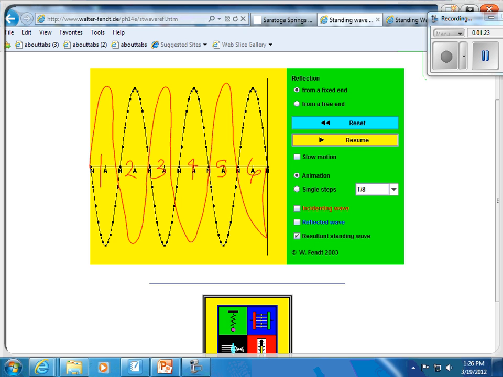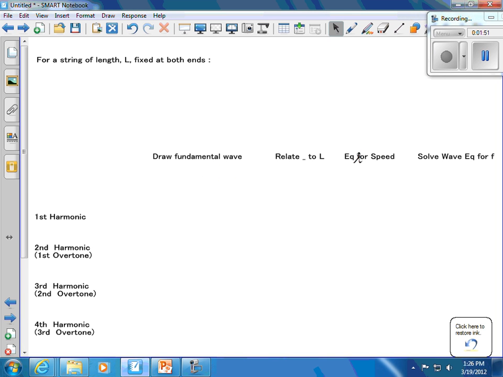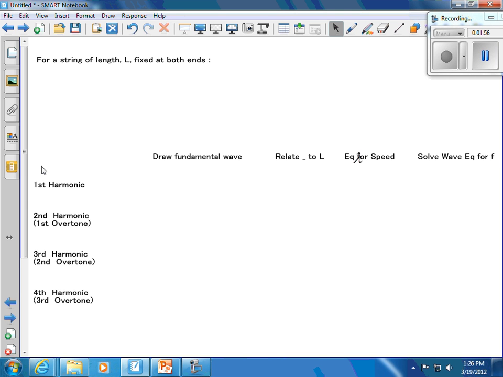When you have a string tied down at both ends, it turns out that the only patterns that will resonate in there correspond to this one, 1 football, 2 footballs, this one, 3 footballs, and so on, a whole number of footballs in the string. So now what we want to talk about is how to get these different waves in a stringed instrument. The first thing you've got to be able to do is actually draw these things.